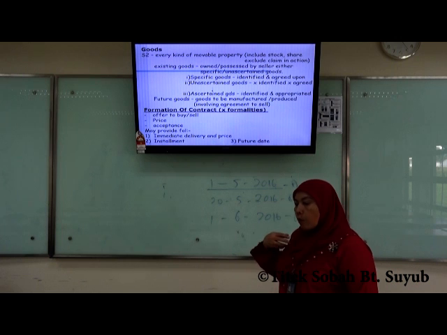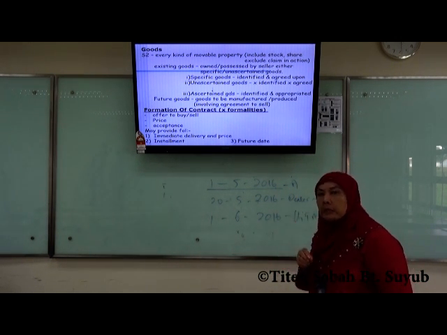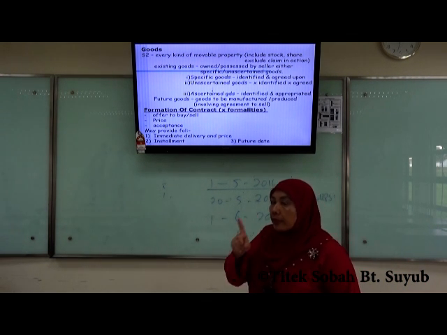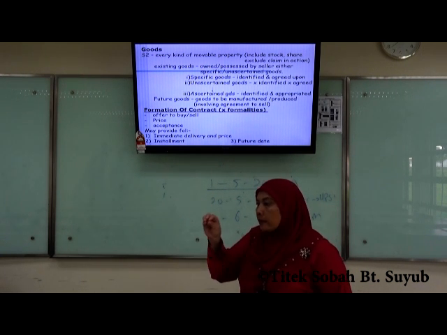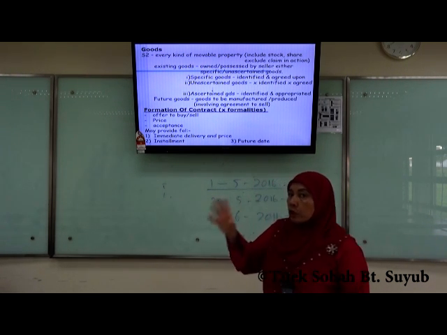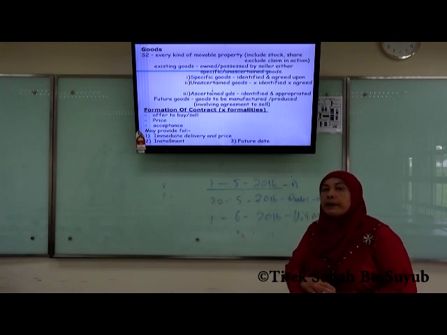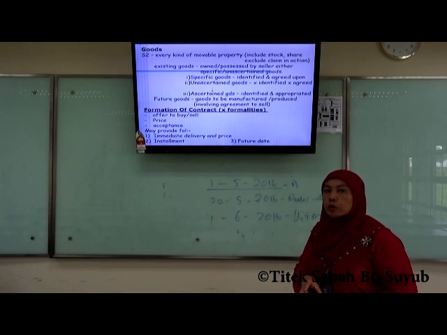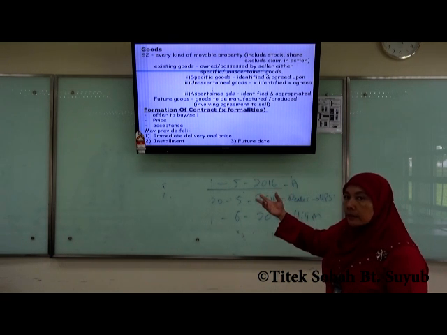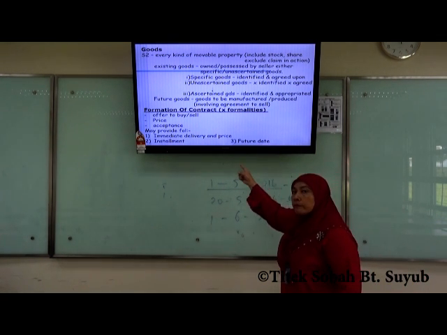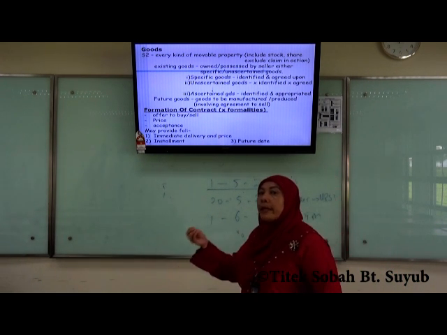So once I order my lipstick just now, I ordered a brown color lipstick. This is a specific brown color lipstick, code 2349, let's say. So I want this code. So this is specific goods. However, they have about 100 pieces of lipstick, brown color with this code. So this lipstick is not ascertained yet. It will become ascertained goods once the said lipstick is identified and appropriated for me.